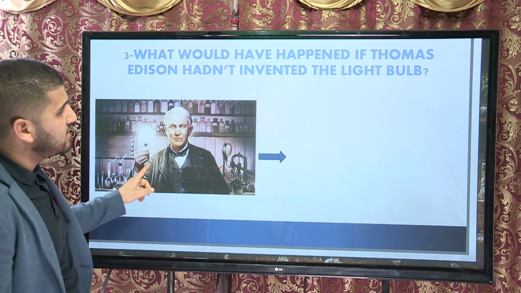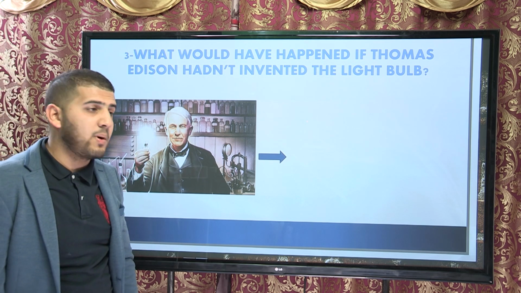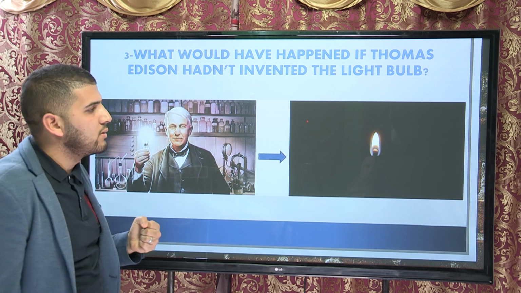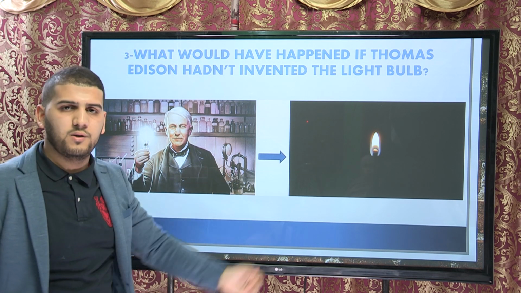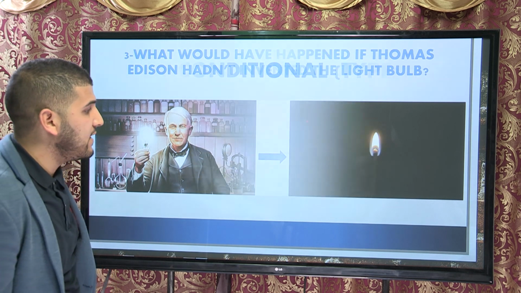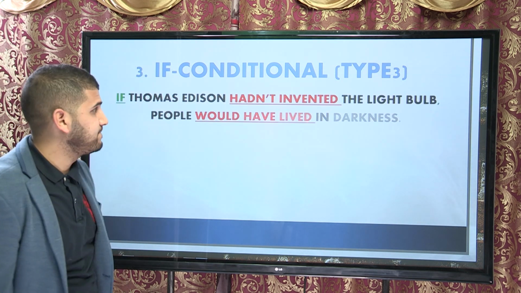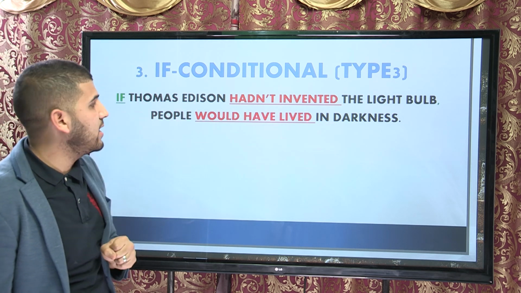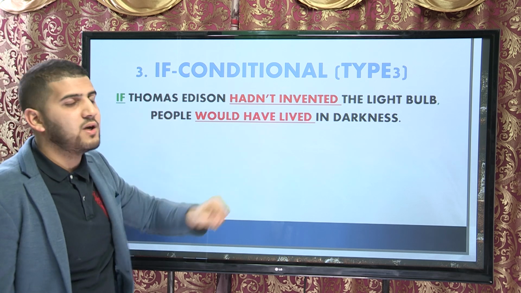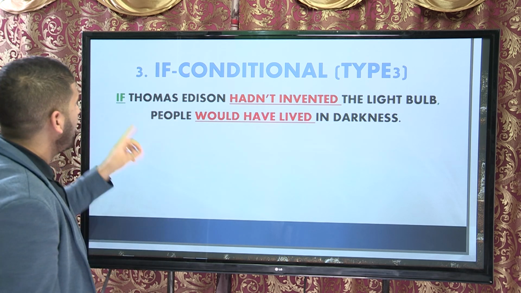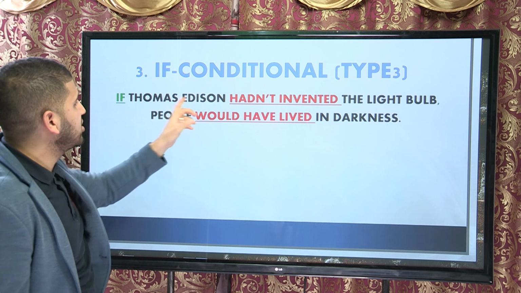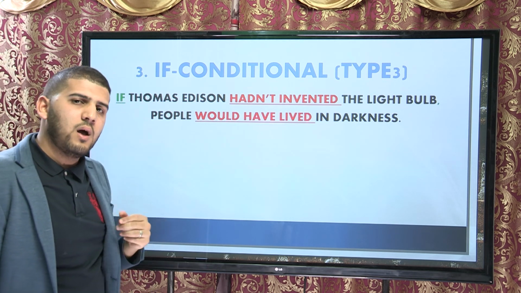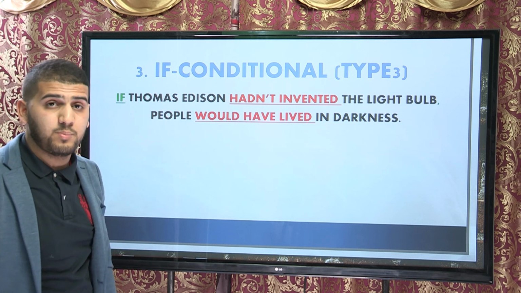Now, if Thomas Edison hadn't invented the light bulb, our life would be dark, or we would have lived in darkness. So this is an example of if conditional type 3. If Thomas Edison hadn't invented the light bulb, people would have lived in darkness. Now, what is the tense of the verb which comes after if? Hadn't invented. Hadn't invented is the past perfect.